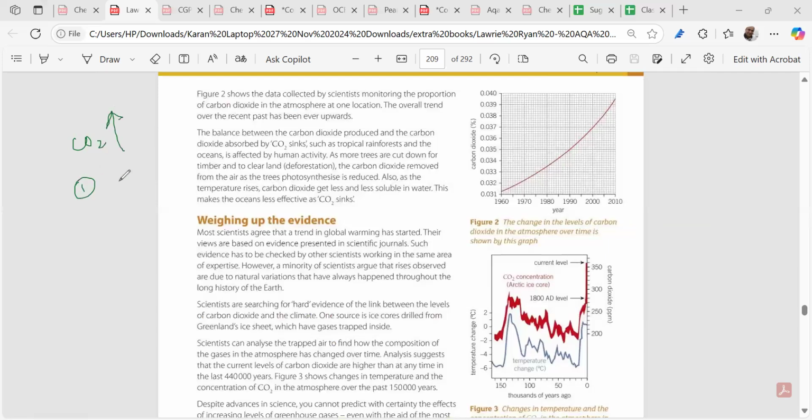Why? The first factor is what? We are burning fossil fuels. Second, the carbon dioxide was mainly absorbed by what? It was mainly absorbed by the forests, the trees. Due to the increasing population, what happens? We have to build new houses, so we have to cut down the forest. That's a very important part we have to know.